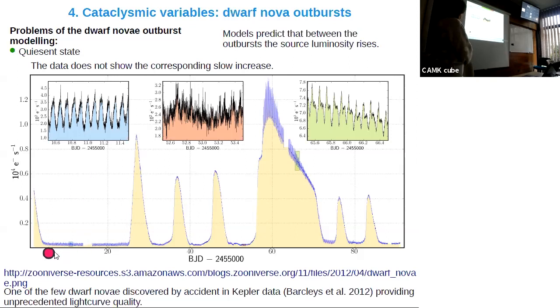So you see here, this is one of those new dwarf novae outbursts. And before the outburst, there is no rise. Here, this is absolutely flat. There is maybe some rise later, but here it's still a drop.